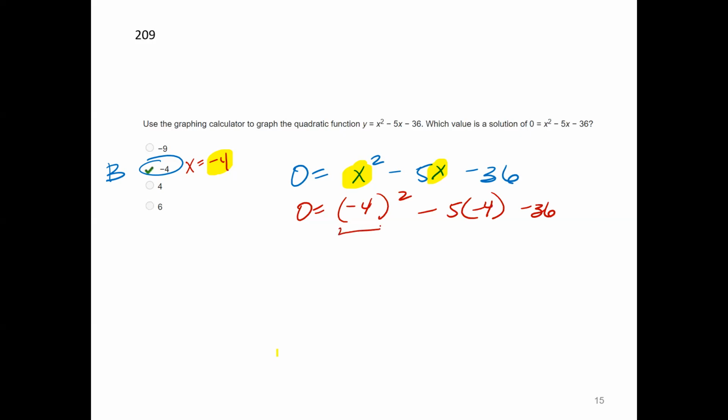All right, so let's take a look at this. -4 times -4 is a positive 16. Double negative makes it a positive. That's a 20 minus 36. 16 and 20 gives you 36. Is 36 minus 36 0? Yes, it is.